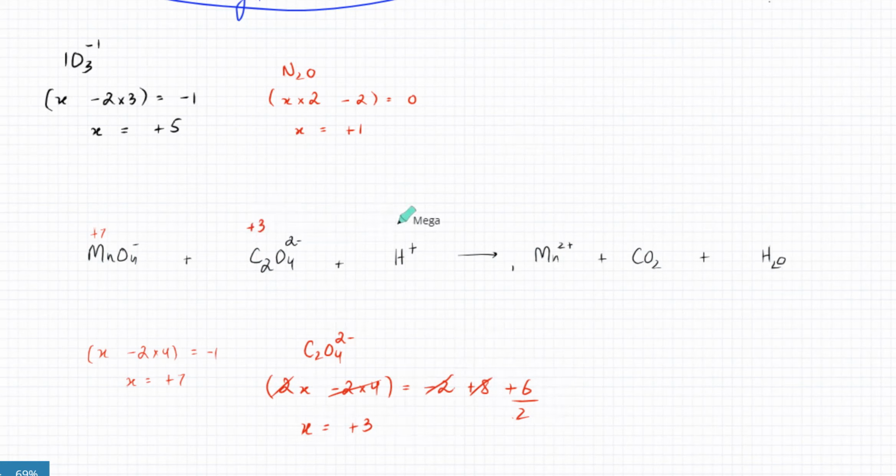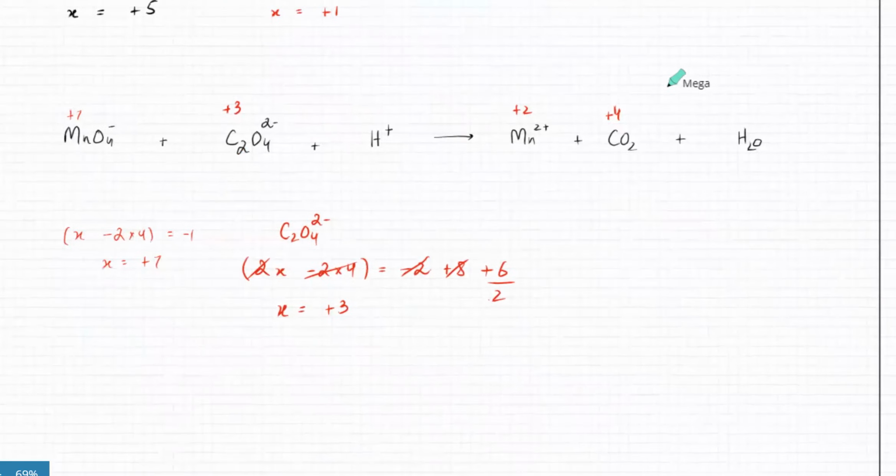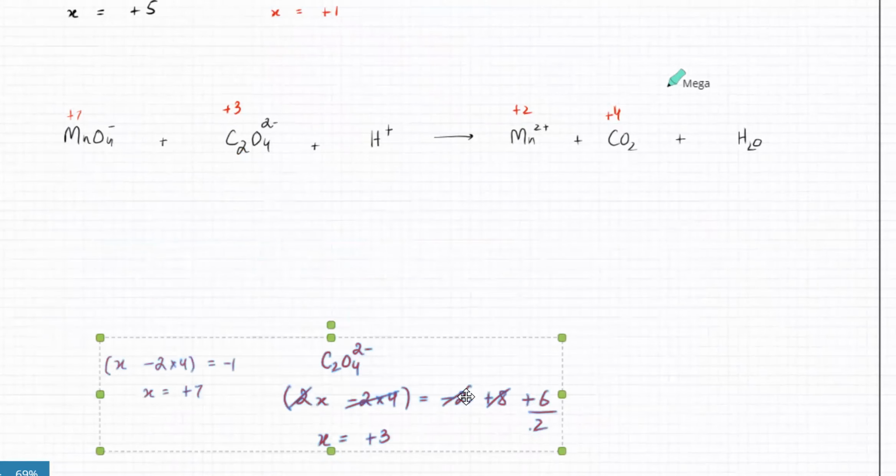I think it's plus 3. Okay, make sure you double check this. Mn here is obviously plus 2. That's already given. CO2, the carbon would be plus 4. You can solve this. It will come out to be plus 4. Now you've figured out the oxidation states of all the elements in the equation.